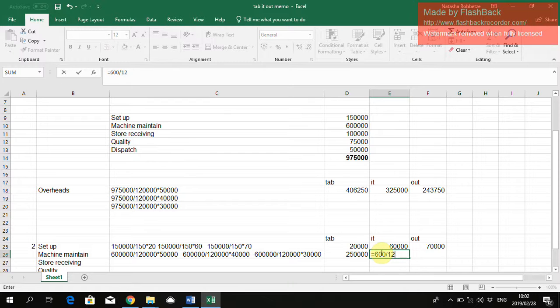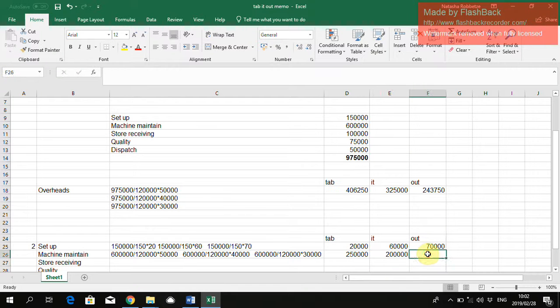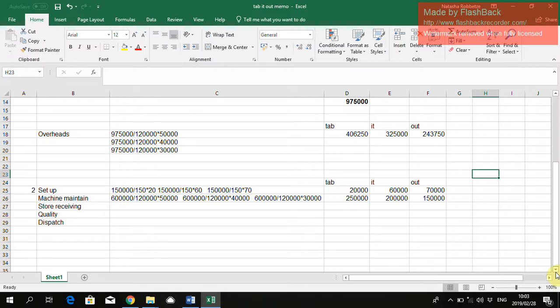600,000 divided by 120,000, we're going to times it by 40,000, and again 600,000 divided by 120,000 times 30,000, I believe. And there we have done our calculation for the machine maintenance.